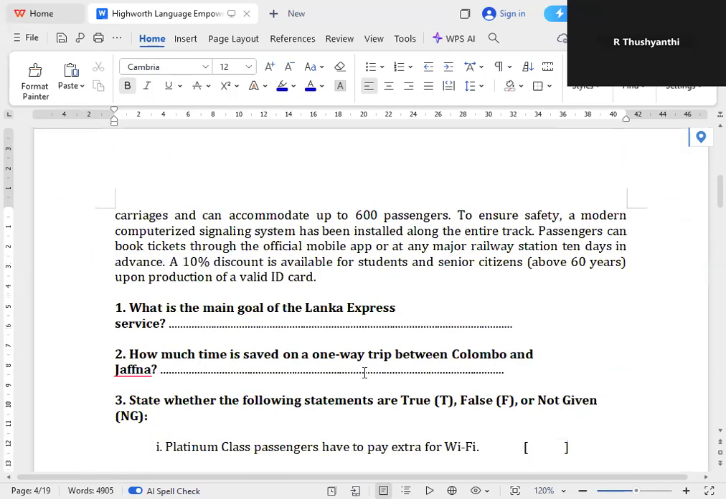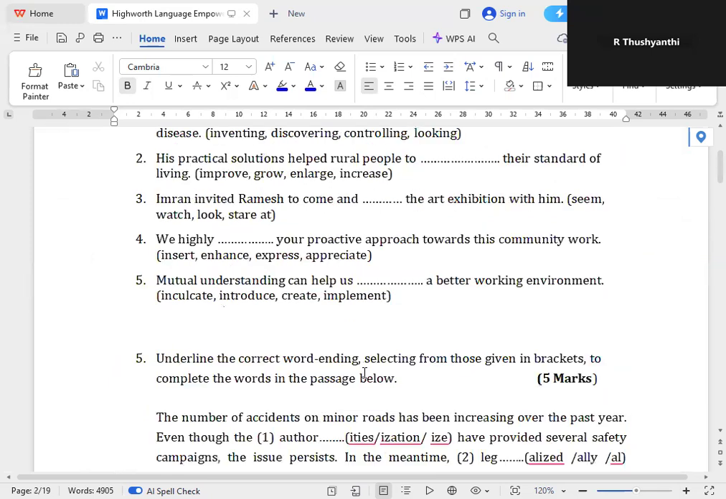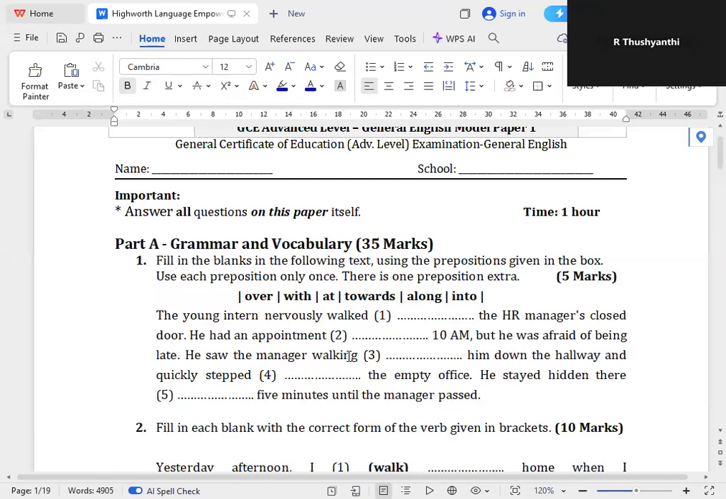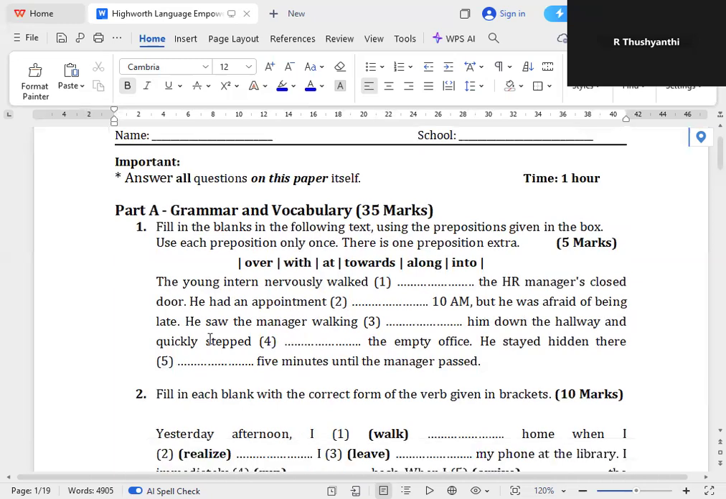Now let's go back to the first one. We are going to discuss only the first paper today. Here in part A, you can score 35 marks on vocabulary and grammar. Let's try the first paragraph. Before it, you can see the prepositions they have given for you to fill the spaces and complete the paragraph. The prepositions are over, with, at, towards, along, and into.